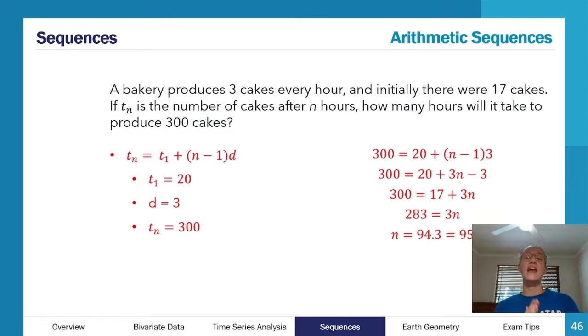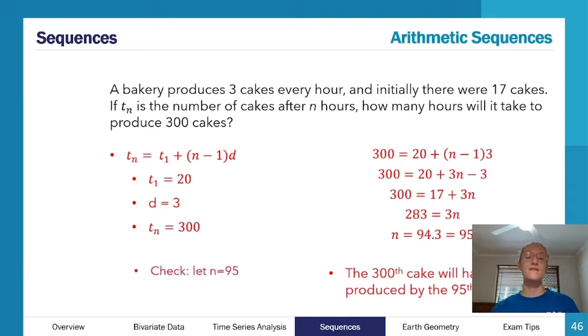And again, how many hours will it take to produce 300 cakes? That needs to be a whole number because it wants to know how many hours. Remember, n has to be a whole number. It can't really be a decimal. So I'm going to say after 95 hours, that's how long it'll take us to reach the 300 cake threshold. And again, if it's asked in a sentence, always answer in a sentence. It's a great way to make sure you're getting all the marks possible. So the 300th cake will have been produced by the 95th hour.